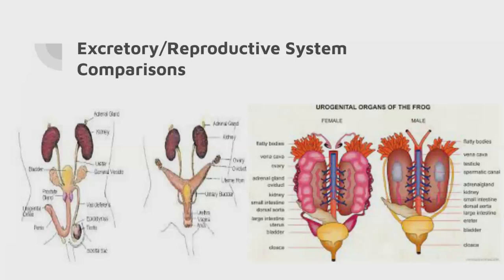The key parts of the reproductive system in female frogs are ovaries and oviducts. The ovaries produce the eggs, and the oviducts carry the eggs from the ovaries to the cloaca.